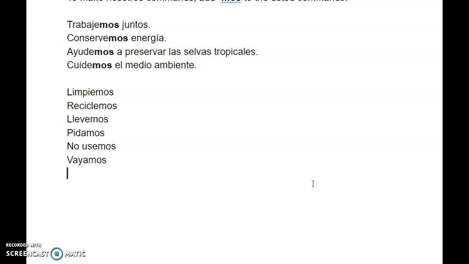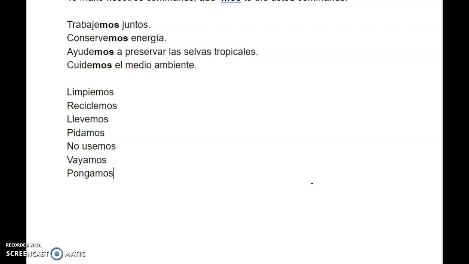Okay, número 7. This one has a stem change in the yo form. So remember it's pongo, but we are not going to use that O. We're going to take it off. And since it's an ER-IR verb, we're going to change it to an A. And then we're going to add the MOS. And it is to put bags in the cans in the cafeteria. So let's put, right? Let's put bags.